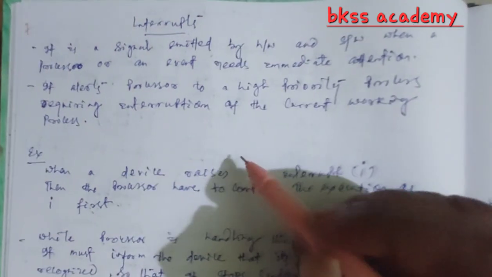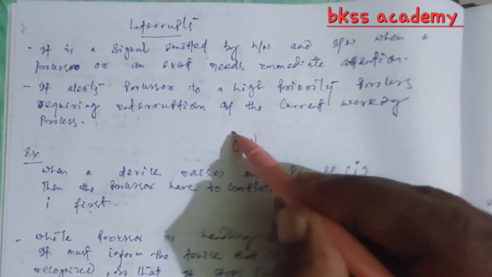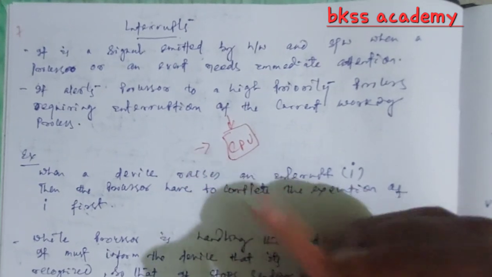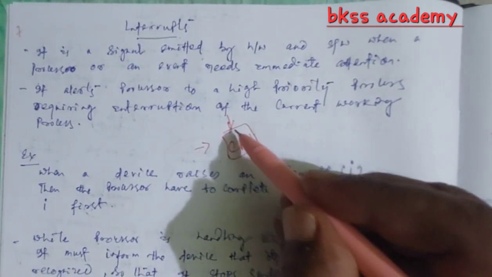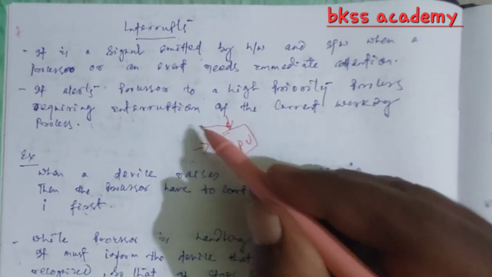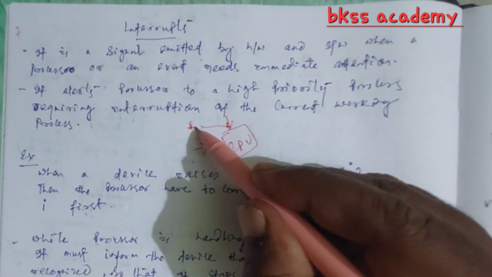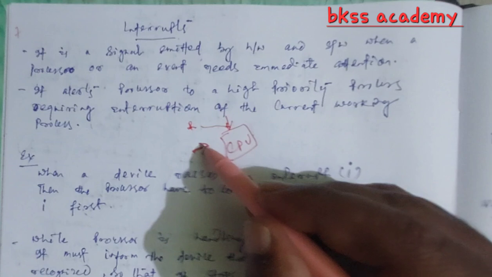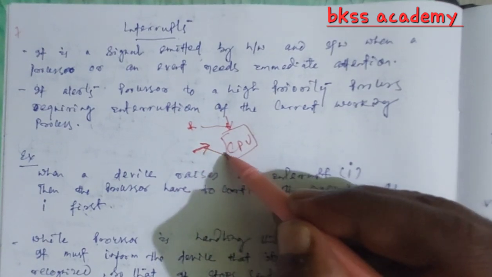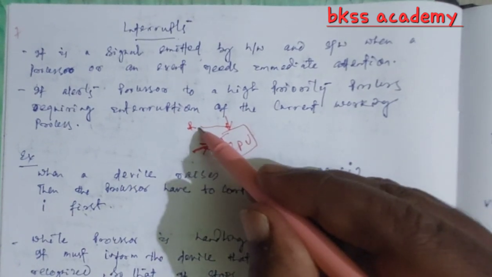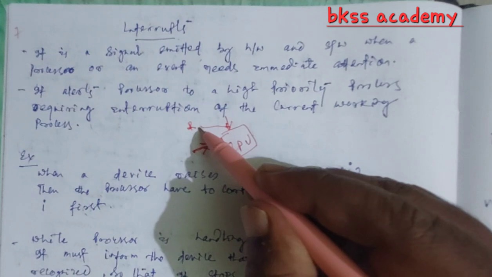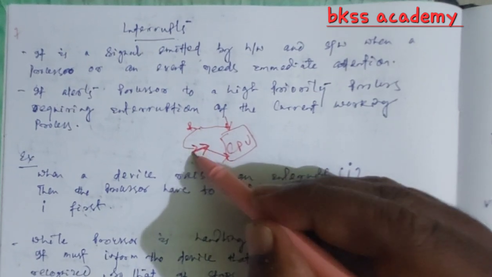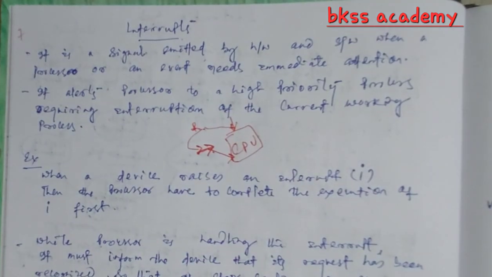Suppose a work is going on at the CPU. If another high priority instruction is coming, that work will be stored in the register, and the second work which is coming will be processed first. Then the rest of the process will be processed again after this. So this is the interrupt.